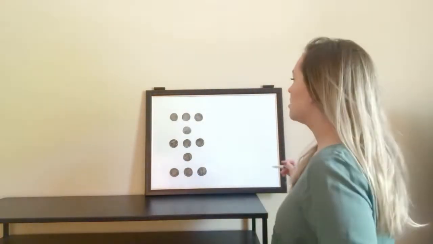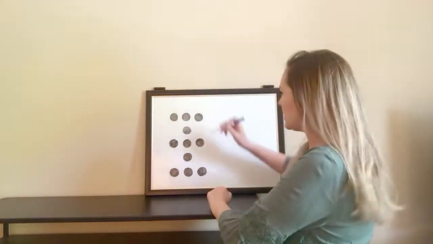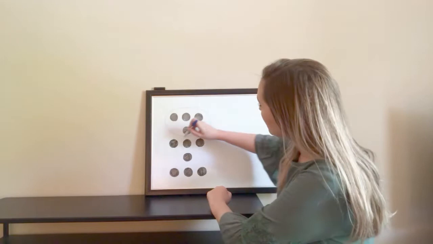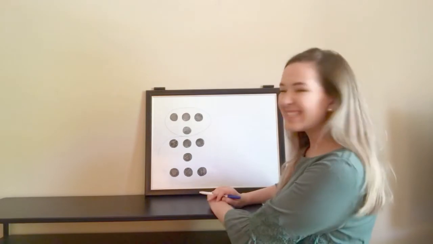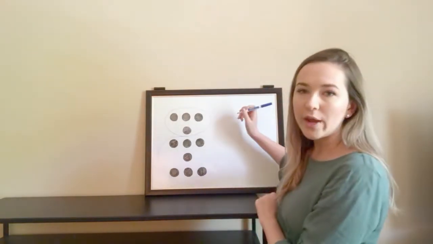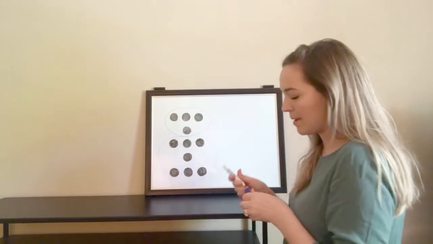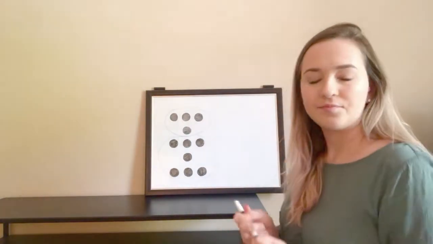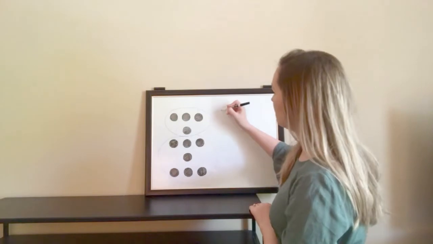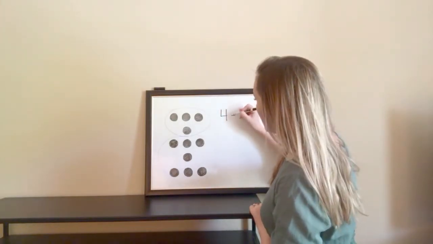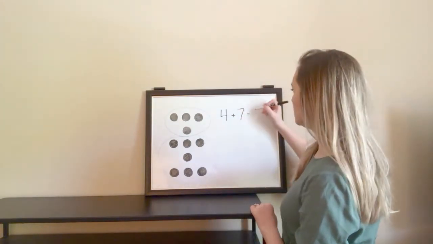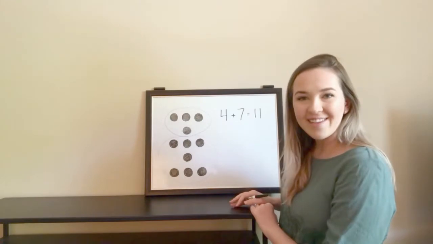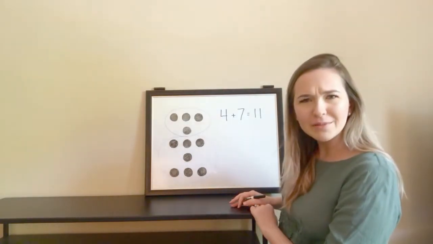All right, I've got the same dots up on my board. The first groups I see are this group right here that has 4, and this group down here that has 7. I'm going to write an equation to match that. Let me get my black marker. So my first group was 4 plus 7 equals 11. You guys, that one rhymed too.